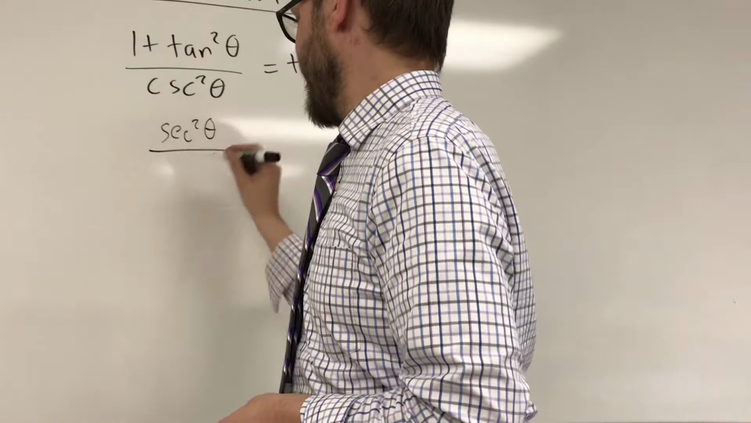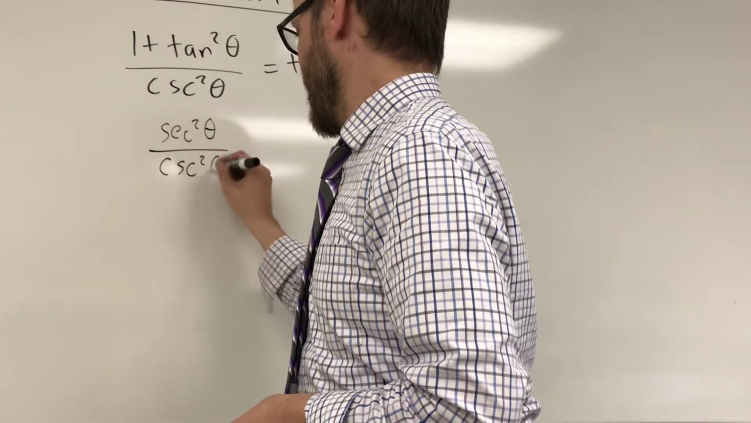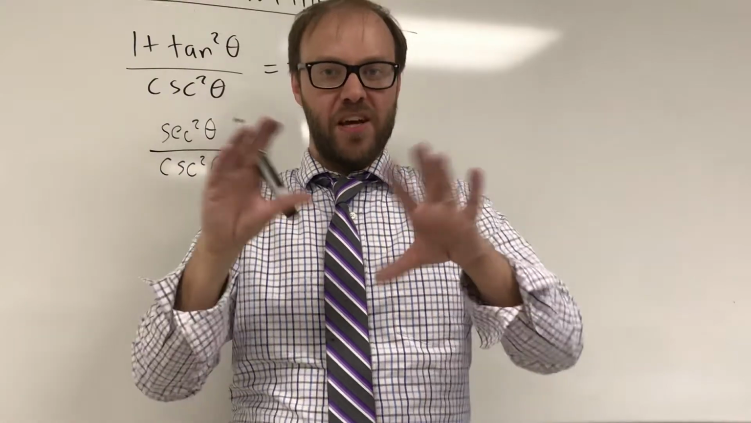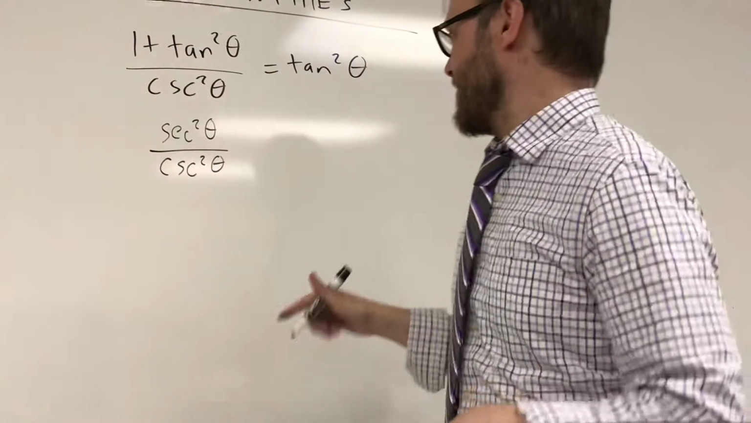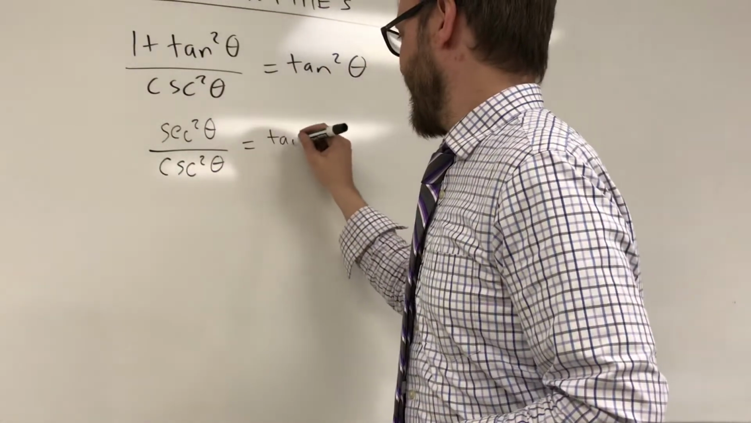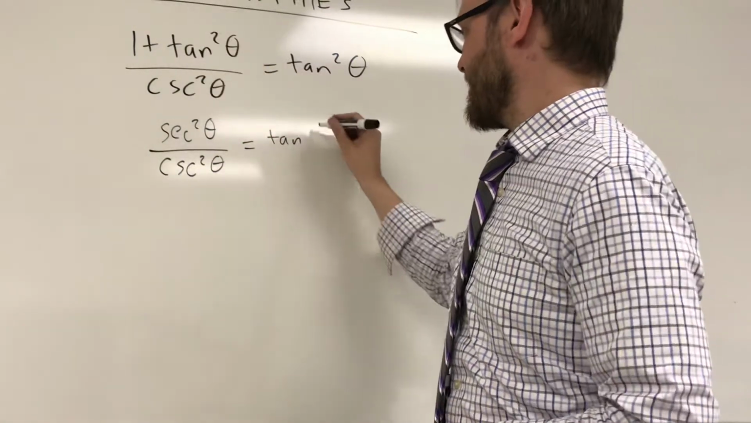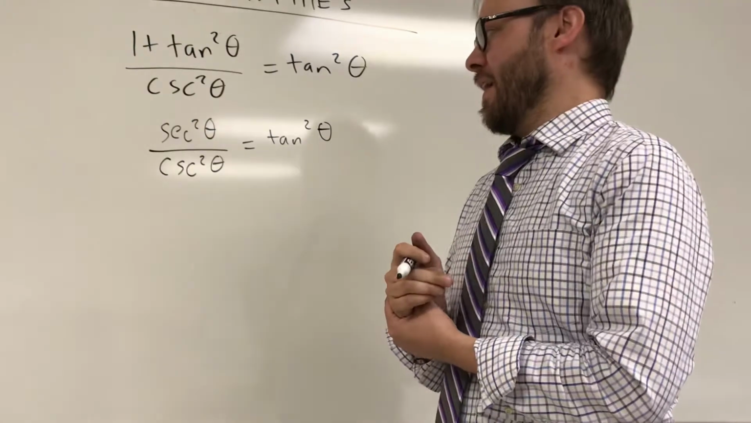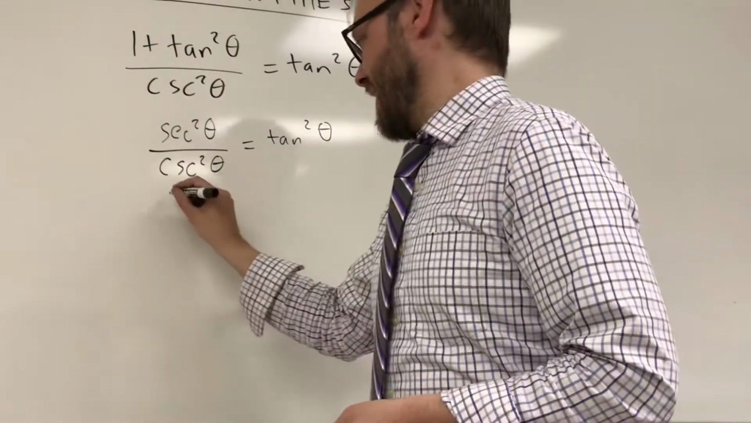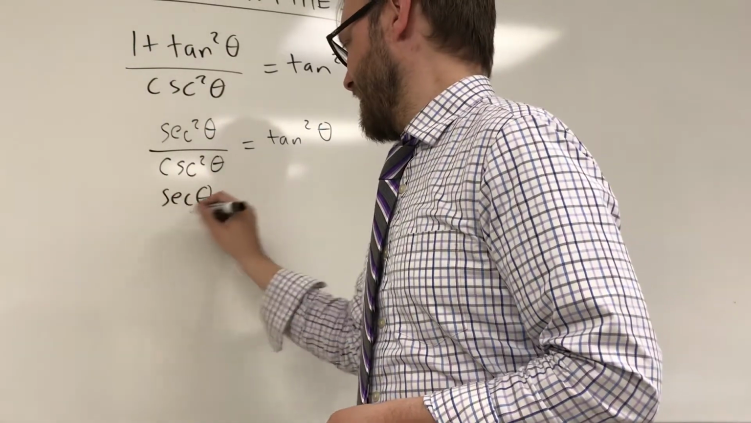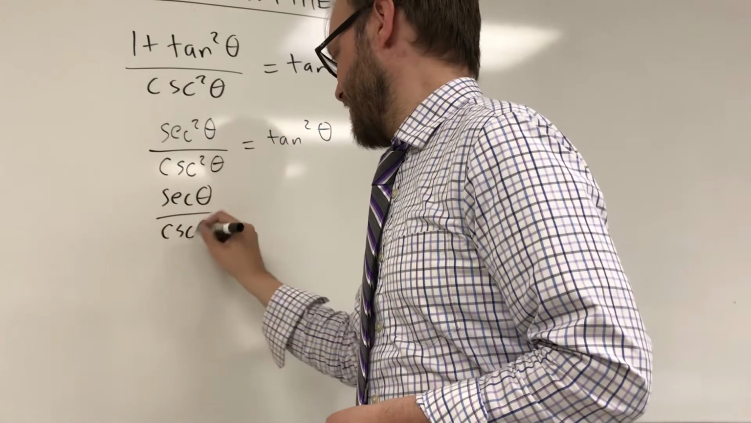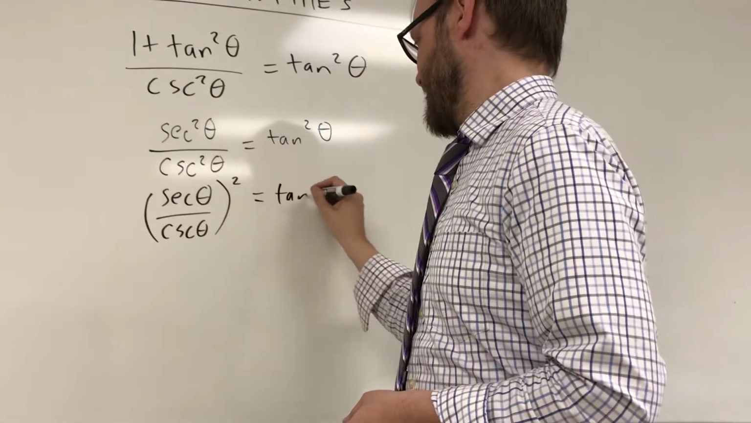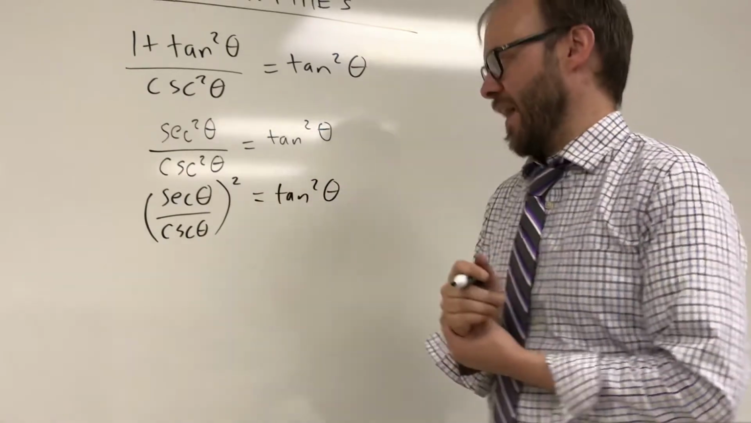The other thing is, if you can get an addition or subtraction out, most of these are a lot easier if you don't have addition or subtraction, because you don't have to worry about numerators and common denominators and that kind of thing. So again, I'm going to take the more complicated left-hand side and try to simplify it down to equal the more simple right-hand side. All right, this is the same thing as secant of theta over cosecant of theta squared is equal to tangent squared of theta, okay?